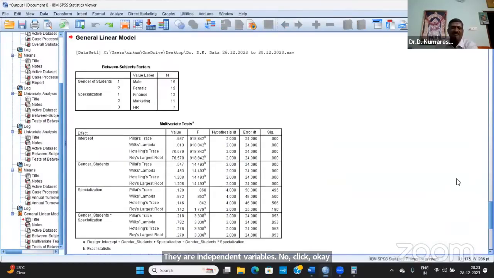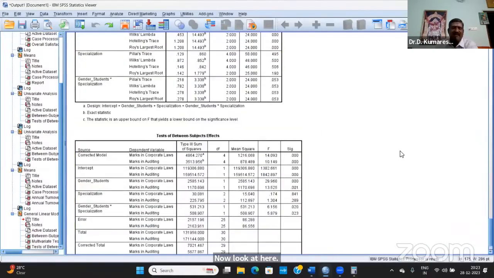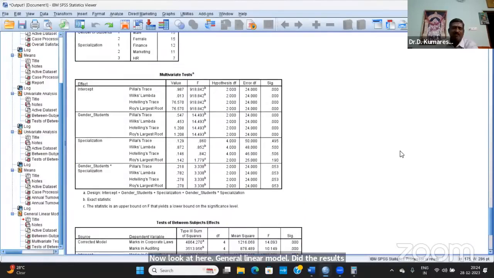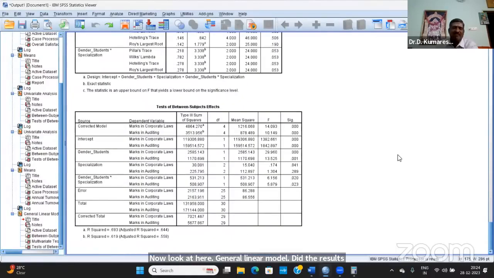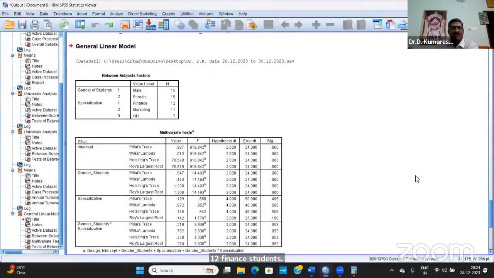Now look at here. General Linear Model. The results contain three boxes. First one, as usual, numbers. 15 males and 15 females. Equal, may not be equal. If it is equal, then okay. May or may not be equal. Look at here. 12 finance students, 11 marketing students, and 7 HR students.